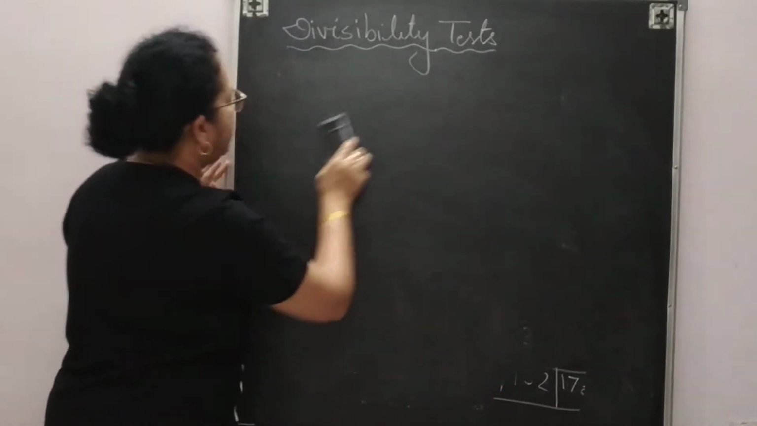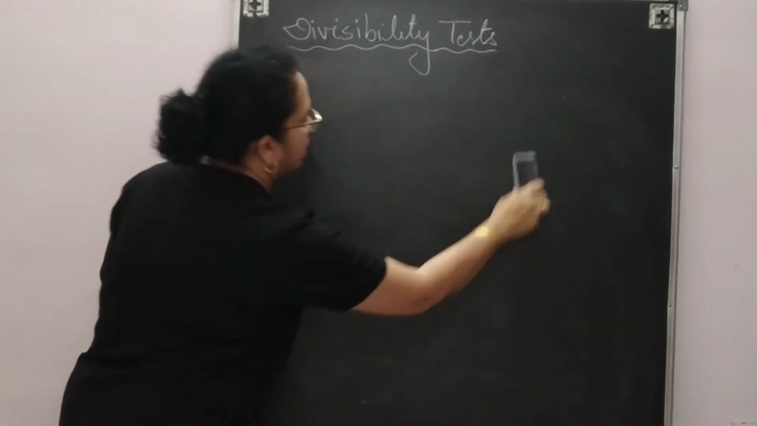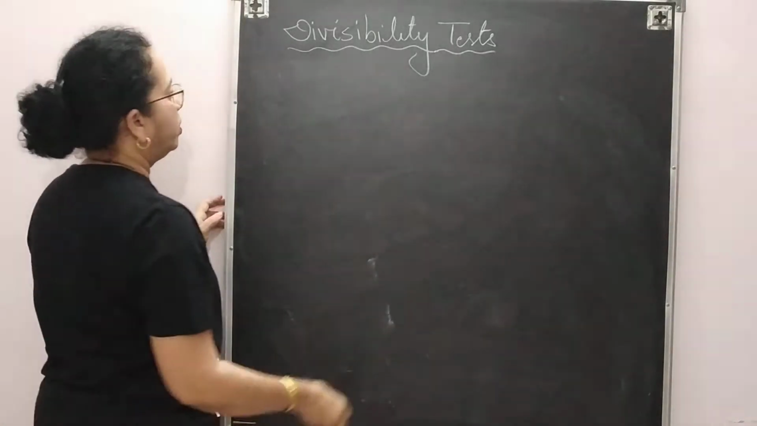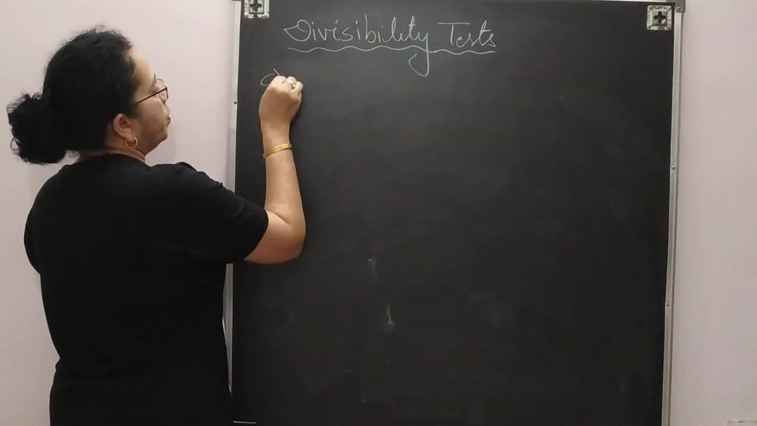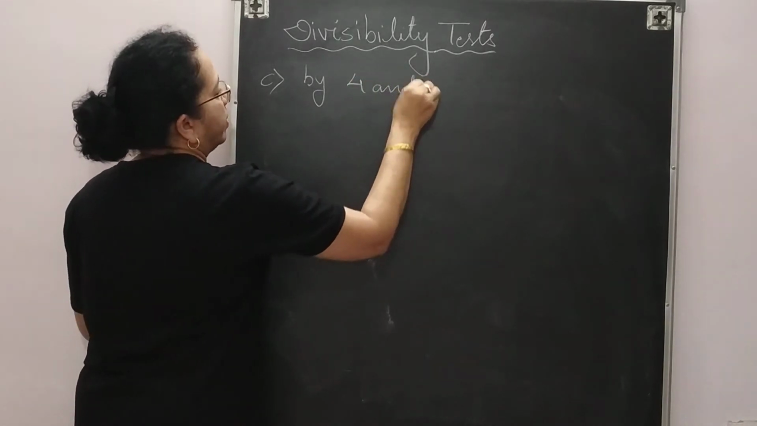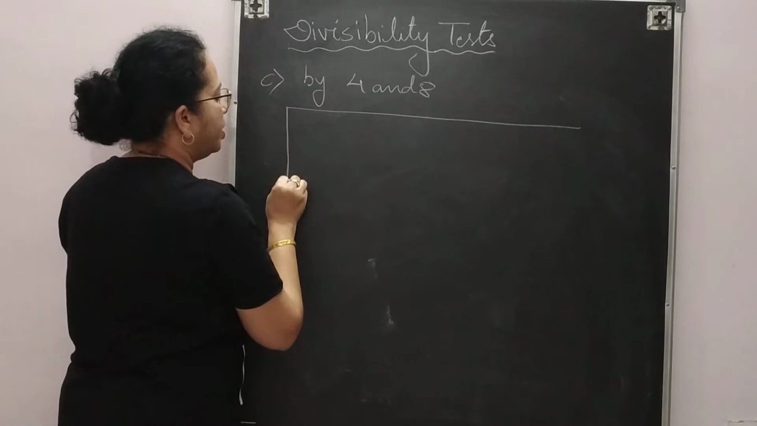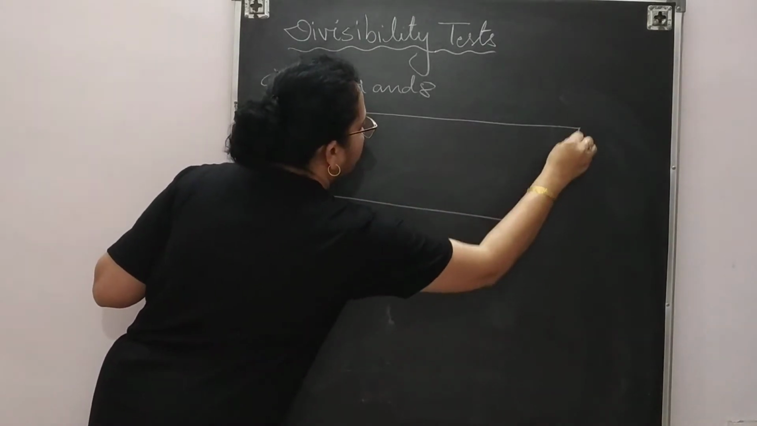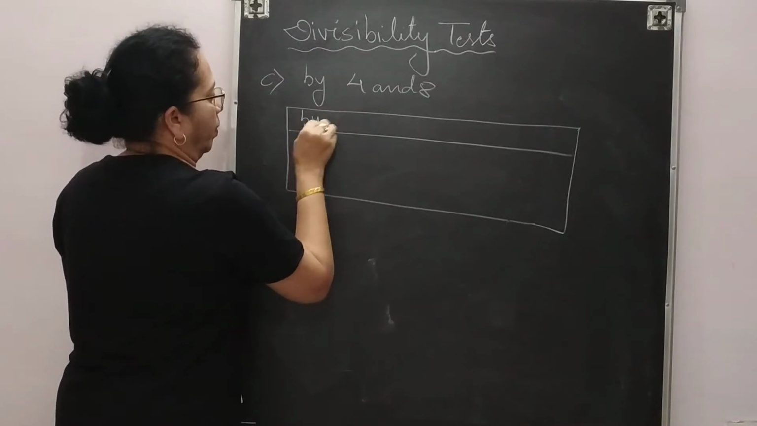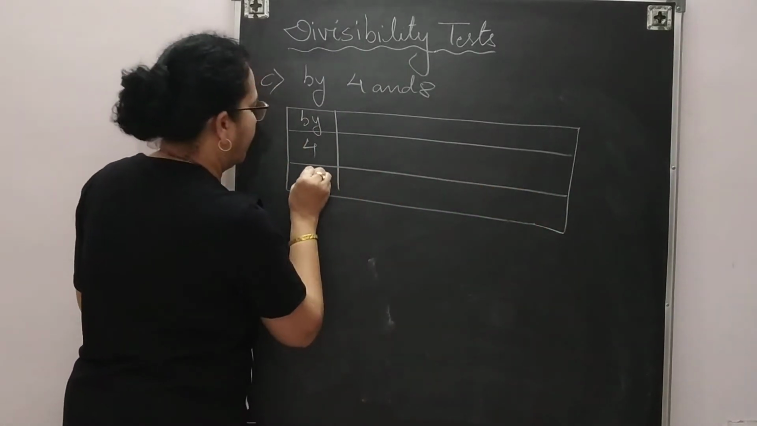This divisibility test, we always use to cut the numbers to find out which number it is divisible by. So that concept is very important. So my third group is by 4 and 8. Just like the earlier one, again I will draw one table here that makes our work easier. By 4 and by 8.